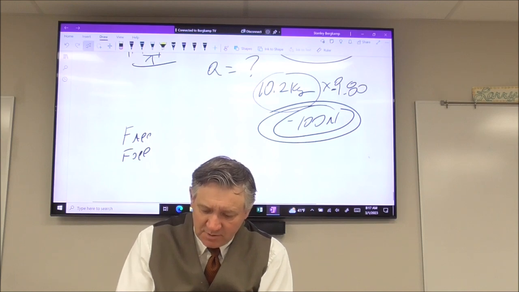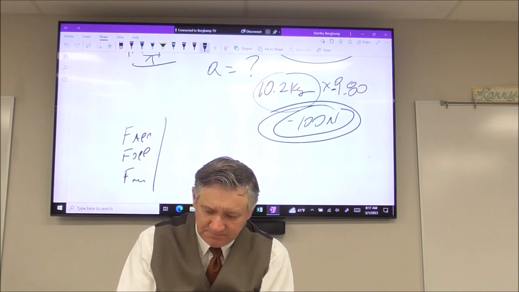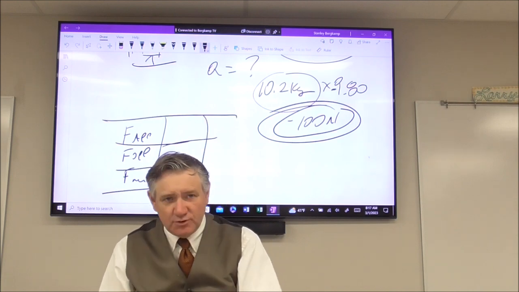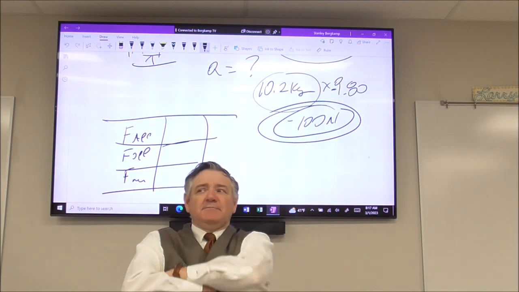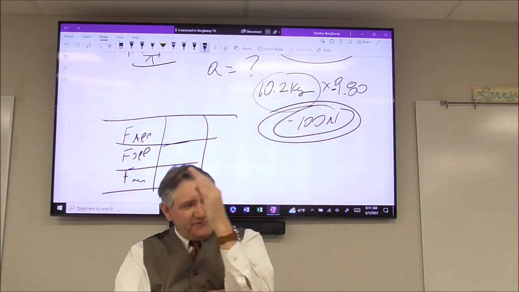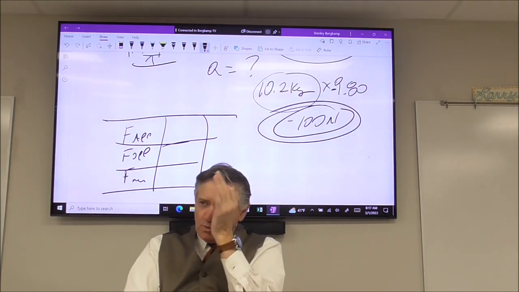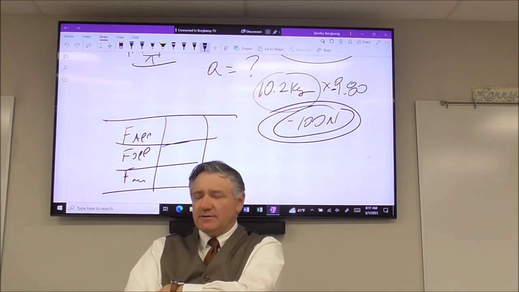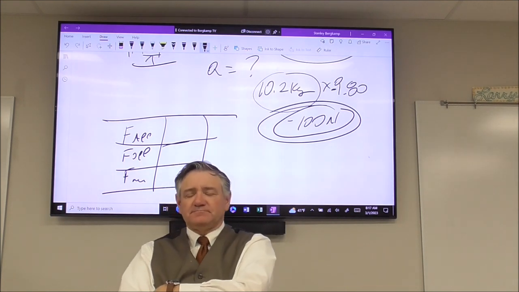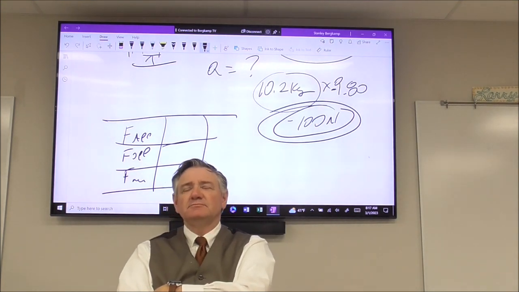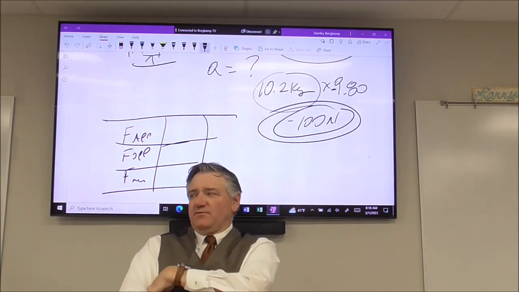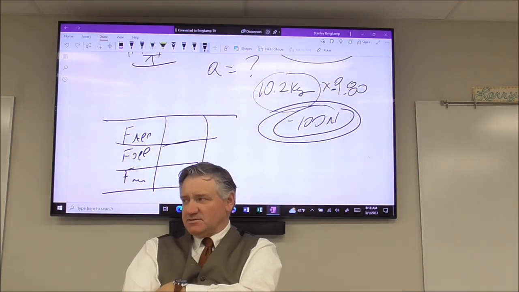Go force applied, force opposing, force net. Okay? Literally, if you don't know what to do, if you get into the problem, you go, man, I got nothing. Start with this chart. Figure out what the forces are. Figure out which direction those forces are acting. Now, hey, of those three forces, what is the only one of those three that equals mass times acceleration?